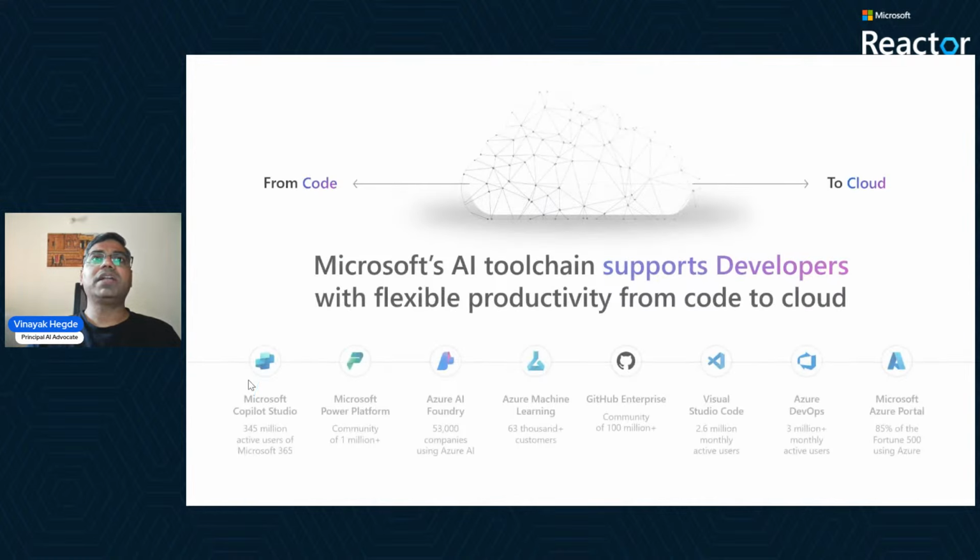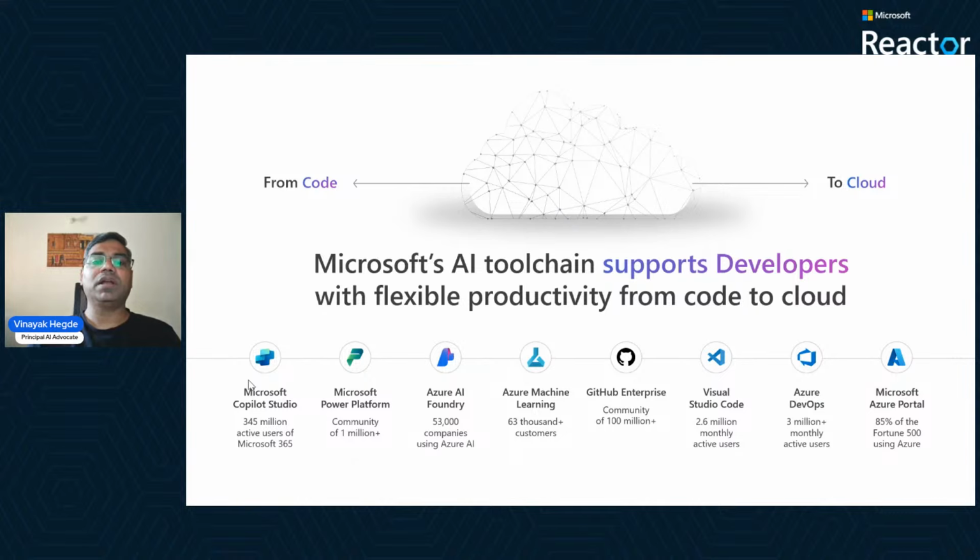So a little bit look at the stack. From the code to the cloud, this is our entire tool chain that we have available at Microsoft. Today we will look at maybe the Azure AI Foundry, which was earlier called AI Studio. We'll also take a look at GitHub Enterprise a little bit. We'll also look at the model selection on the Azure portal, and we also will look at Visual Studio Code. So these are the suite of products that are available, whether you're building locally and pushing it to the cloud as well.